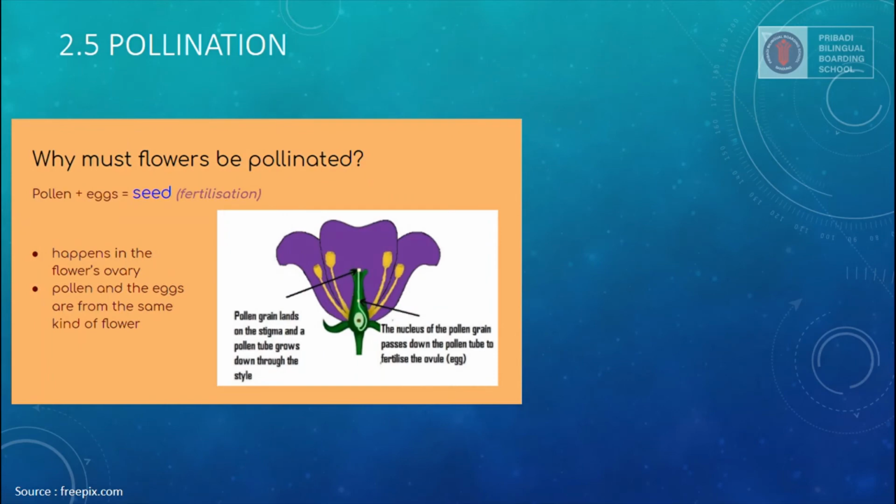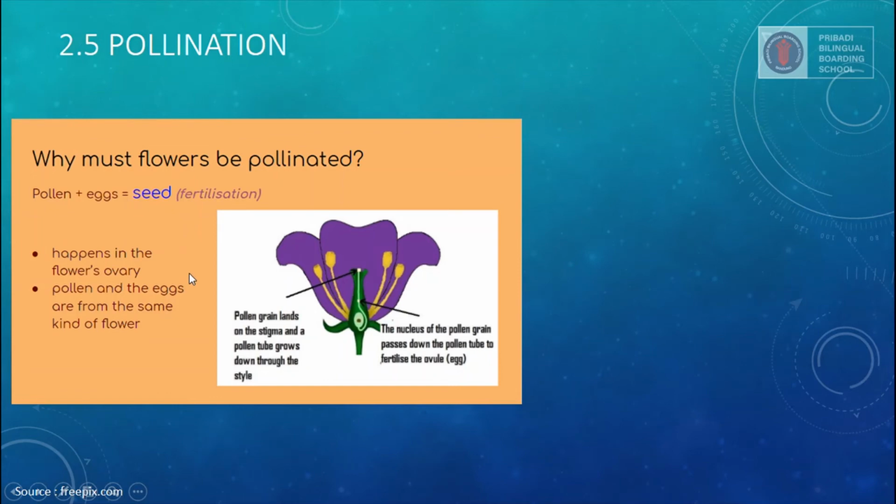Why must the flower be pollinated? It's important because pollination is the gate, the starting point to go to the next step, which is fertilization. So after the pollen arrives at the stigma, the pollen will meet the eggs and they will go through a process called fertilization to make the seed.